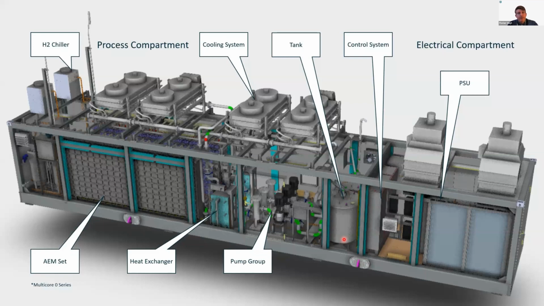Then we have the process compartment where we have our tanks here. We have 2 of them, 1 for each set. 1 tank is here and 1 tank is there. The electrolyte will then go to the pump group.